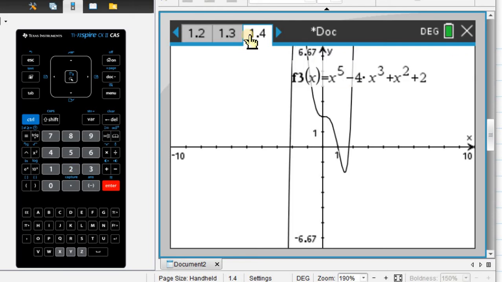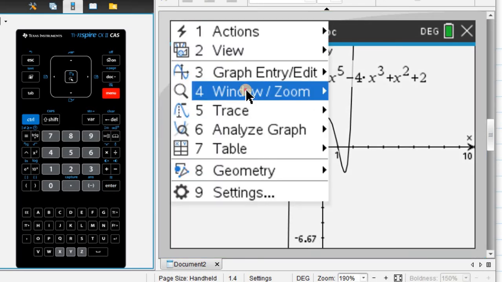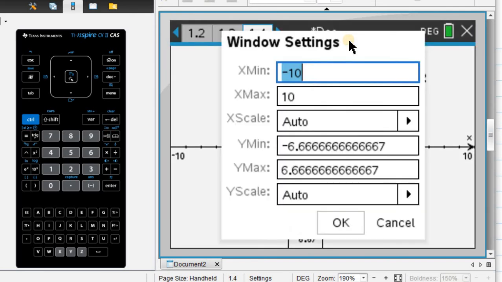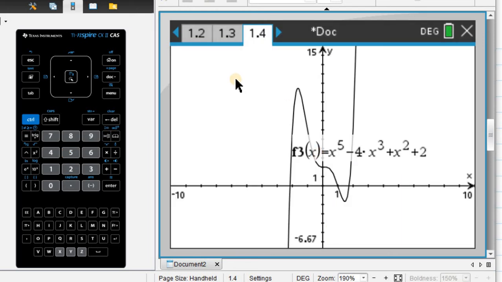So I'm going to graph it. Okay, there is my graph. Let me change my window a little bit so I can see. I'm pretty sure there's going to be a max up here somewhere, and I just need to make sure that I can see it. So I need my y values to be taller. I hit menu, go to window settings, and I want my positive y values to be taller. I'll make them like 15, 20. Great, 15 worked. Perfect.